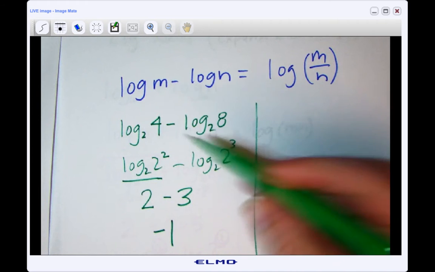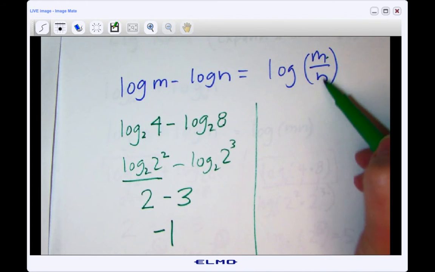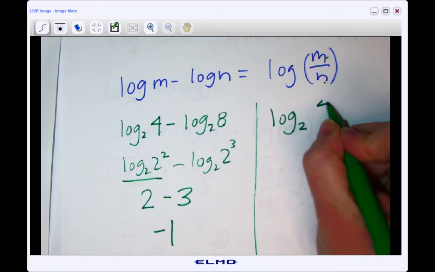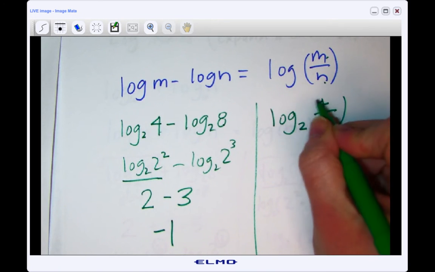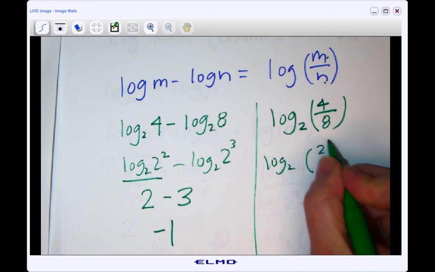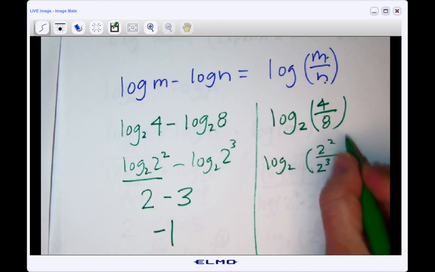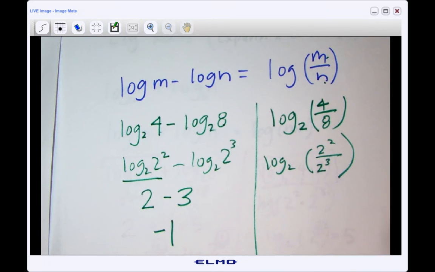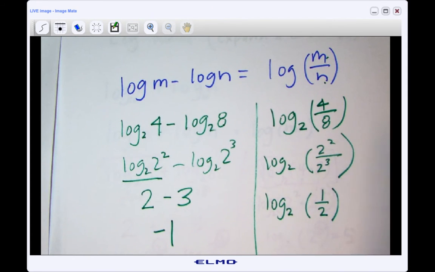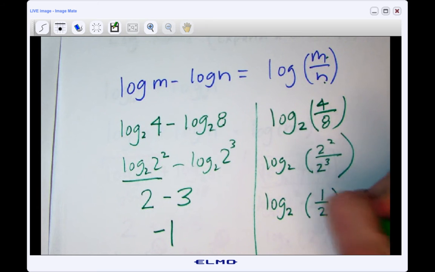If I just use my rule and I stick these on top of each other on the inside, so instead I call it log base 2 of 4 over 8, well, this is log base 2 of 2 squared over 2 to the third. And everybody knows that when I divide, I'm really subtracting the exponents. We usually would write it like this, right? We'd write it as 1/2 because you'd have a 2 on the bottom.